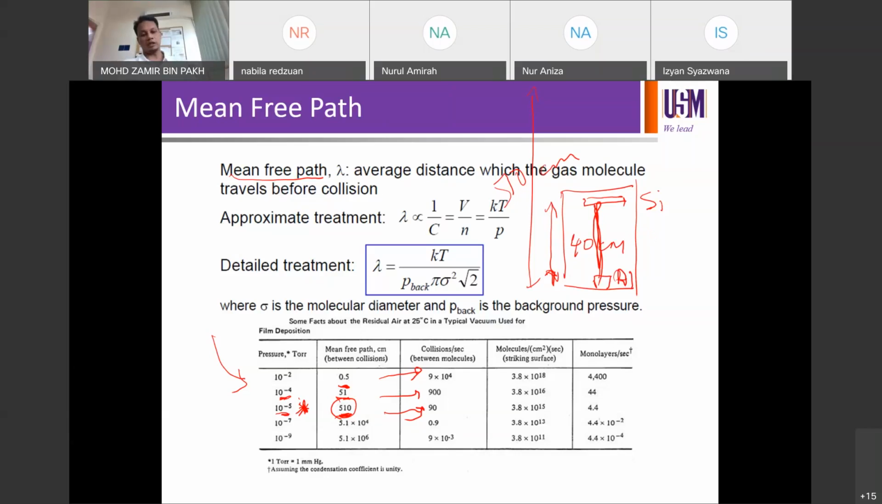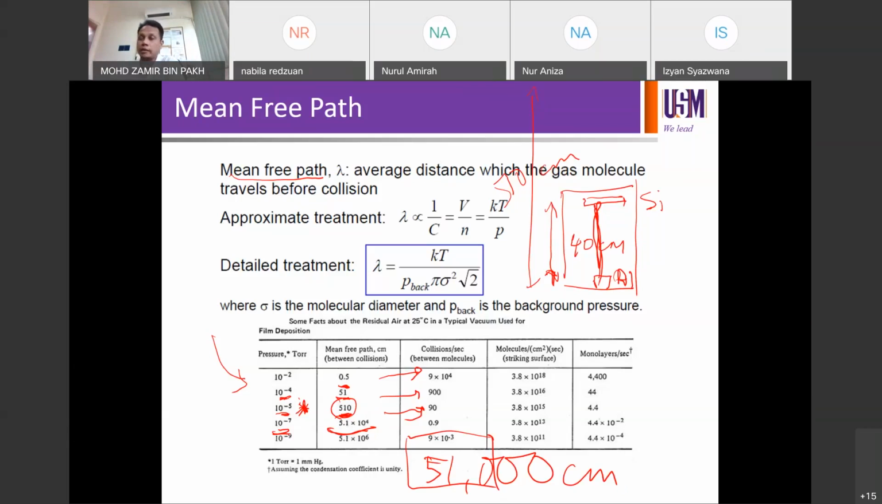Some can even go down to a lower vacuum level. So if you go to 10-7, for example, your particles can travel up to 51,000 cm for the mean free path. If you convert that into meters, that's about 510 meters long, very long. Okay, 510 meters long.